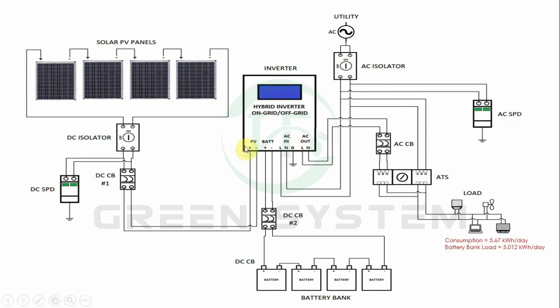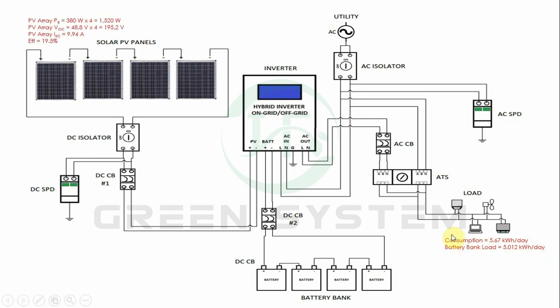Okay, in step 1 we have computed the daily power consumption by dividing the monthly electric consumption stated in the electricity bill by 30 days. In this example, the daily consumption is 5.67 kilowatt hours per day. In step 4, we have also computed the required battery bank load, which is 5 kilowatts. That is right here.